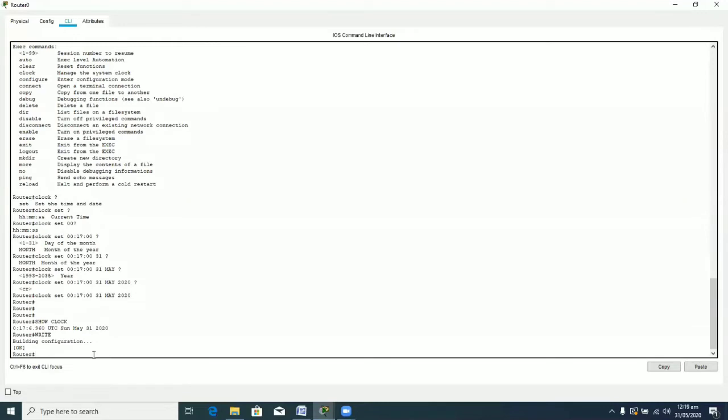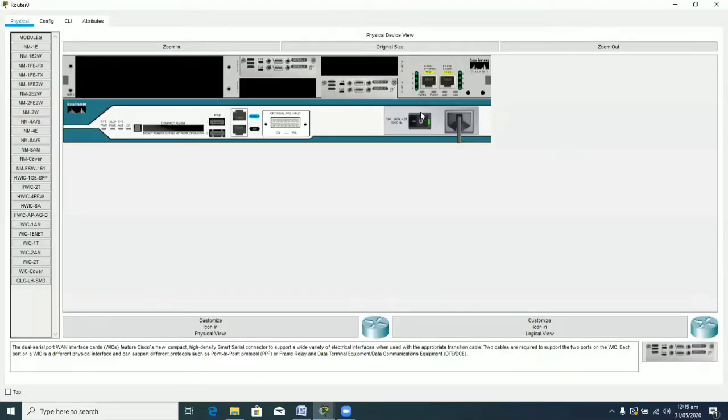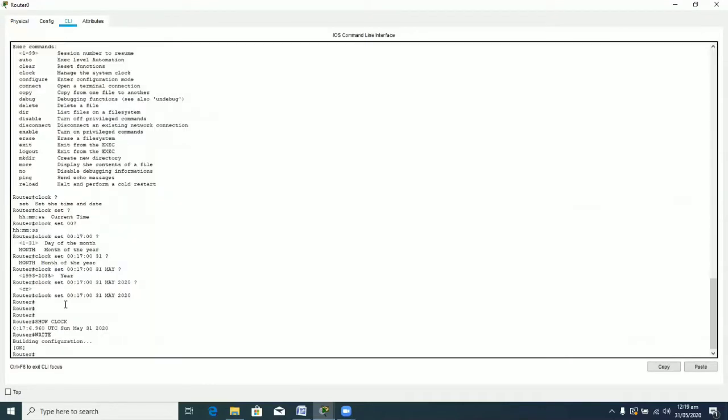So now your configuration will be saved if the power gets turned off in case of real routers, or if you press this power on off button, then your configuration will still be there. Otherwise the configurations will be deleted if the power is turned off and on again. So my configurations are basically now saved. Now I will be moving to some other features.